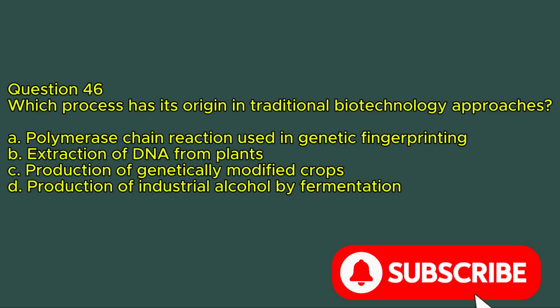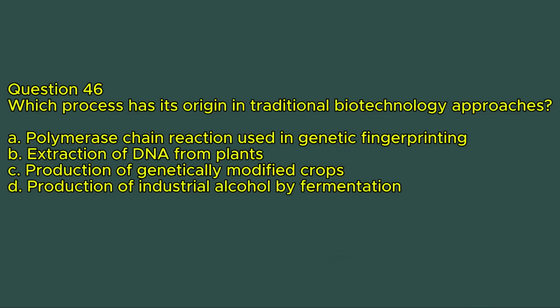Question 46. Which process has its origin in traditional biotechnology approaches? A. Polymerase chain reaction used in genetic fingerprinting. B. Extraction of DNA from plants. C. Production of genetically modified crops. D. Production of industrial alcohol by fermentation.